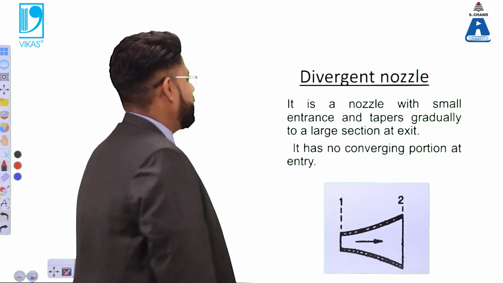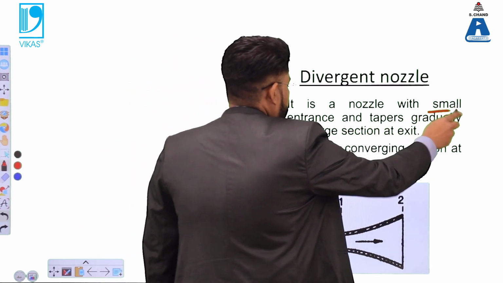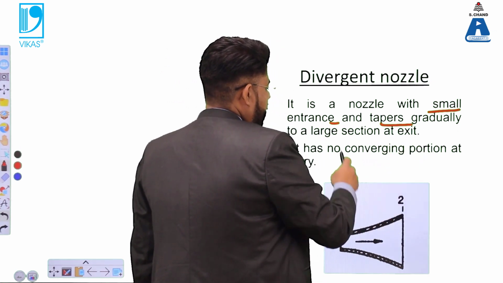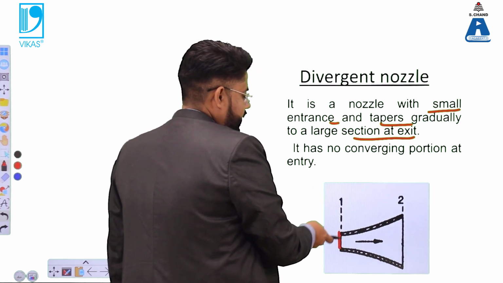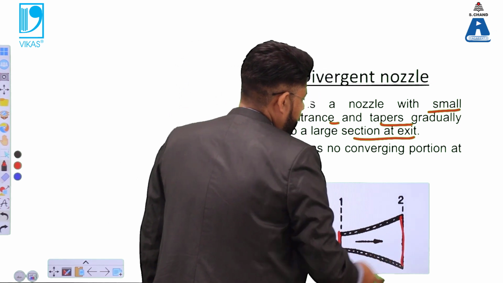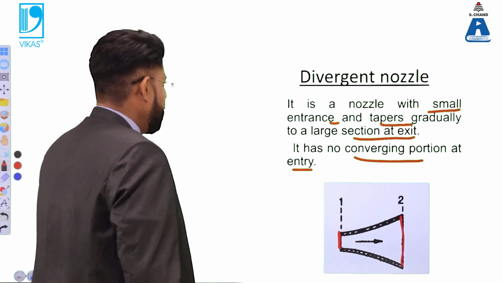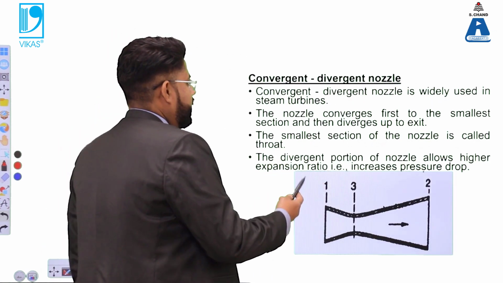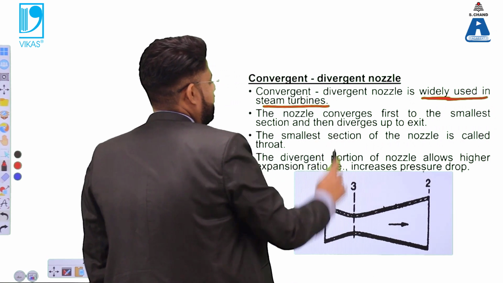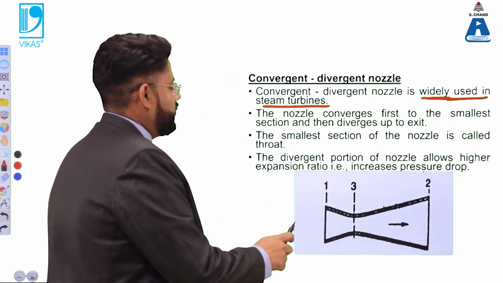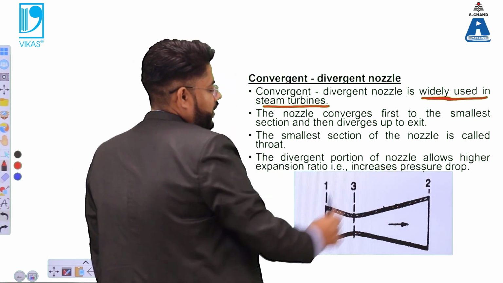Then you have the case of divergent nozzles. Now, a divergent nozzle is just the opposite of the convergent nozzle. It is basically a nozzle with a small entrance, and it tapers gradually into a large section at the exit. So initially you can observe that it has a smaller cross section, and when it moves inside, it gradually opens into the larger section. So it has no converging point at the entry. This is called a divergent nozzle. And if I talk about the convergent divergent nozzle, that is the particular nozzle which is used widely in steam turbines. This nozzle first converges into the smallest section, and from there it diverges into the larger section.